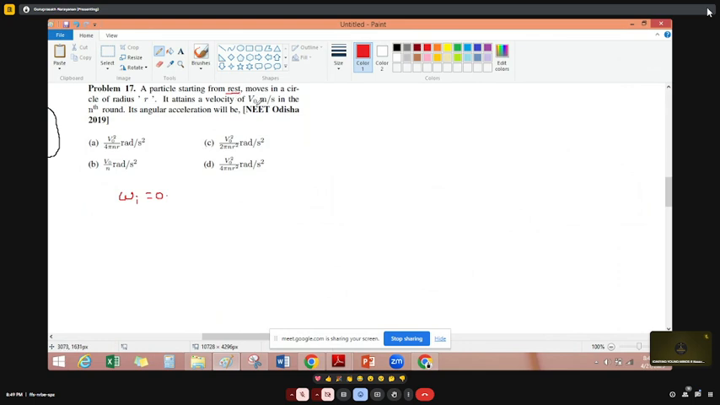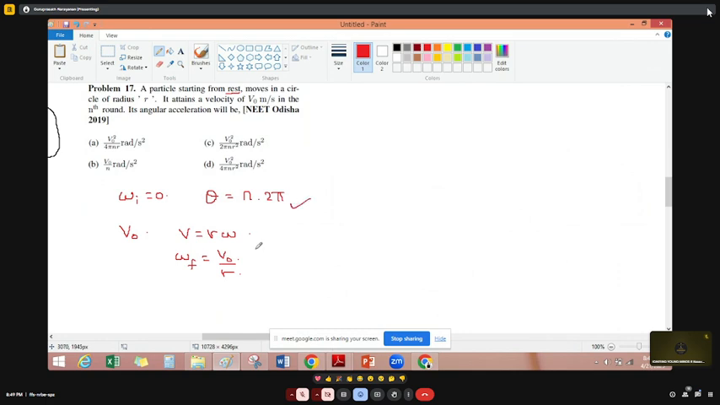Attains a velocity of V naught in the nth round. So that means the theta, distance traveled or the angular displacement happened, is nth round, which means n into 2 pi. For 1 revolution it is 2 pi. For 10 revolutions it will be 10 into 2 pi. So n into 2 pi. Attains a velocity of V naught. So I know V is equal to R omega. So omega final is equal to V by R. So V naught by R.